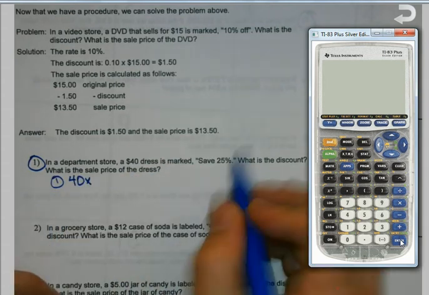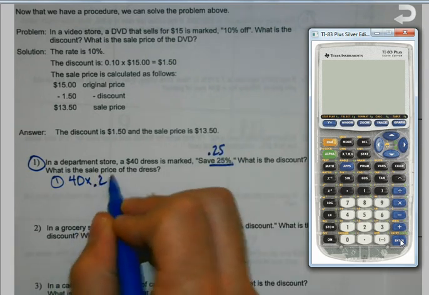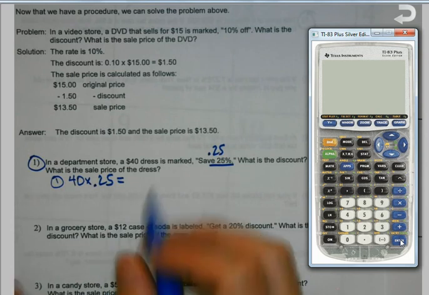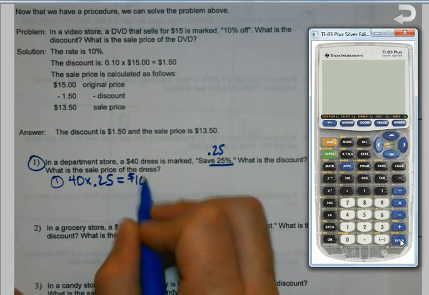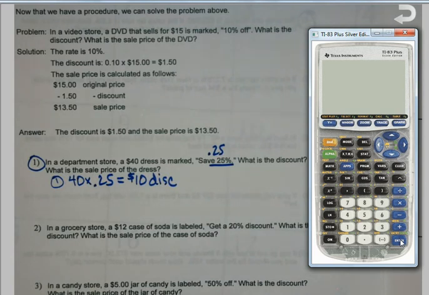$40. Turn my 25% into its decimal, like we have been. I'll even help out on this one. If I type in 40 times 0.25 in my calculator, that's going to give me the discount. In this case, it's $10.